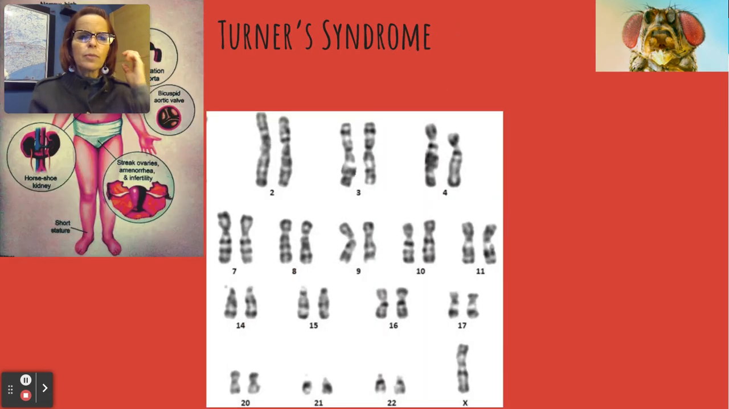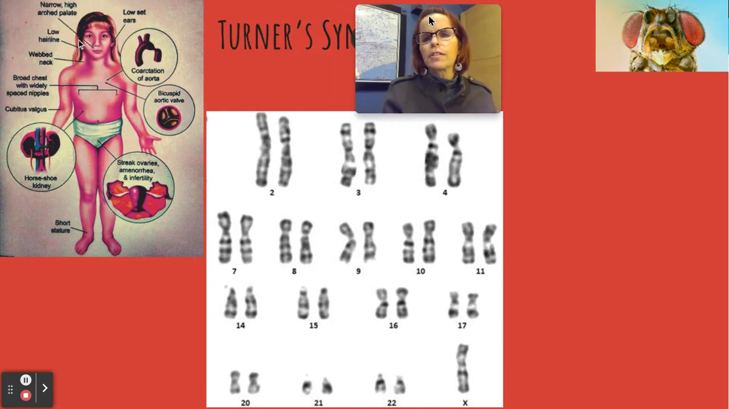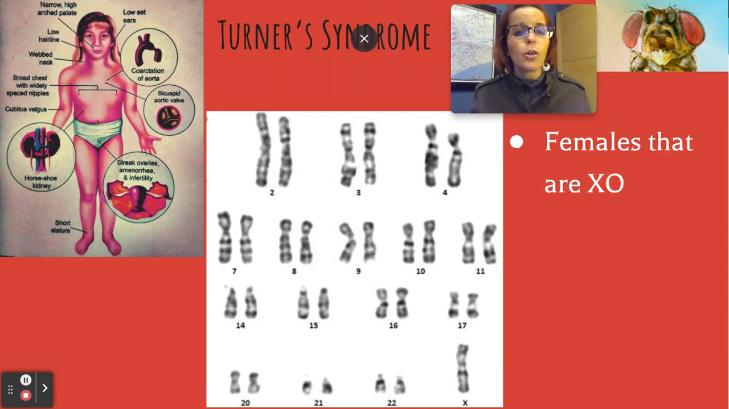All right, and then the last one that we want you to know about is called Turner syndrome. Turner syndrome actually only affects girls. They are females that are XO, and the O means empty set. So they're missing their second X chromosome. You can see here that she's only got one X chromosome.